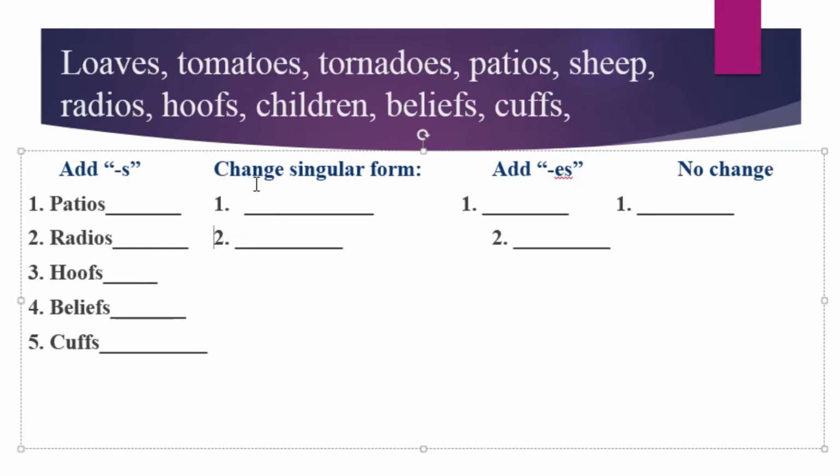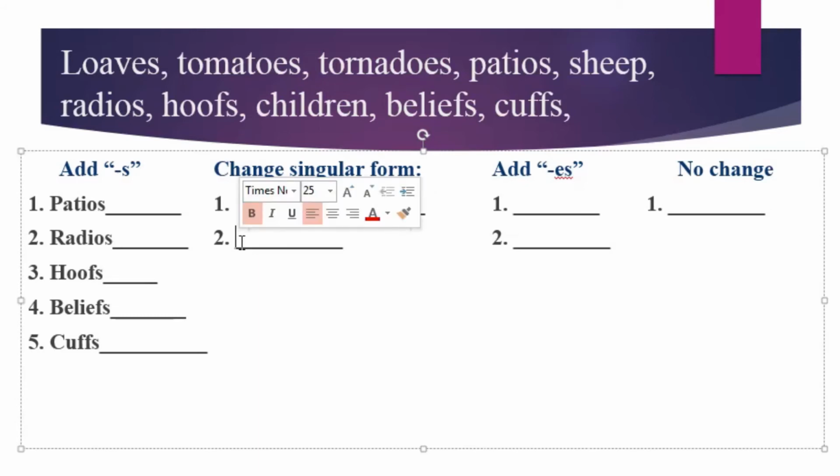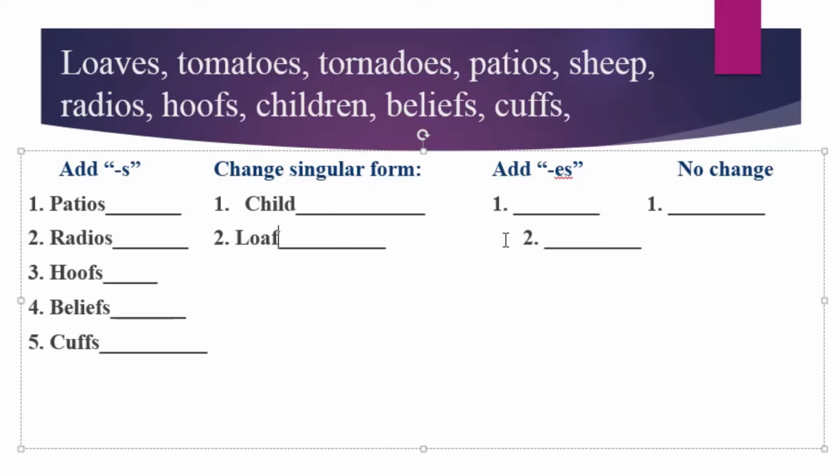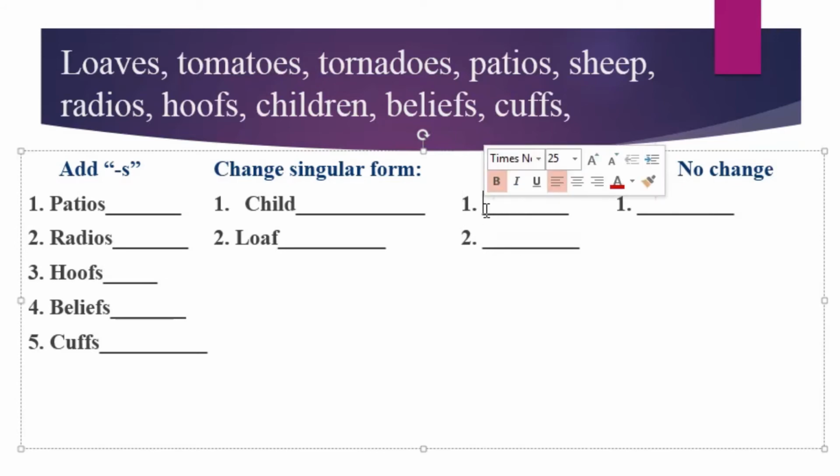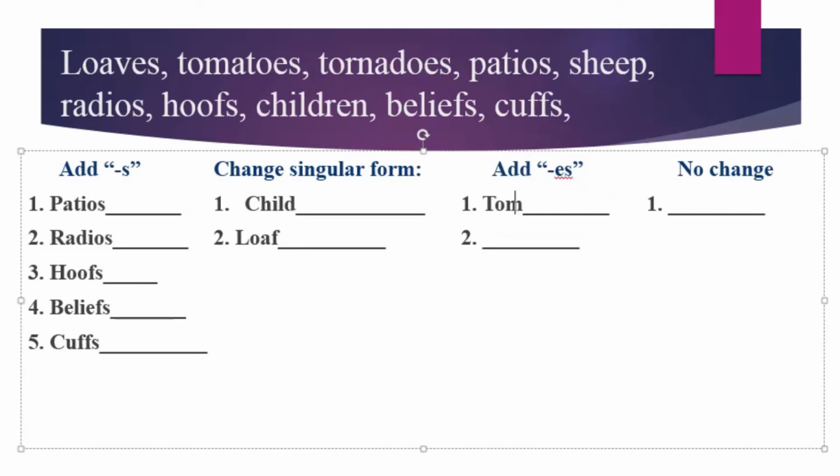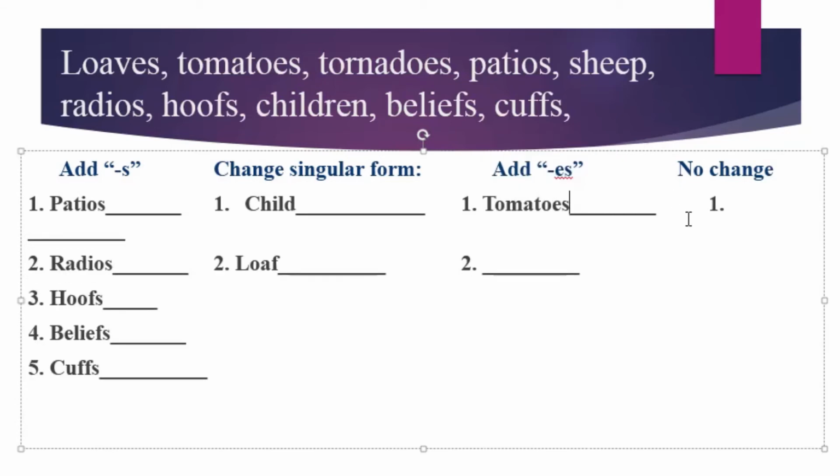For example, look at the word children. What is it in the singular form? Child. Good. And what about loaves? Loaf. In the third column, it says add ES. So what 2 words end in ES? Tomatoes and tornadoes.